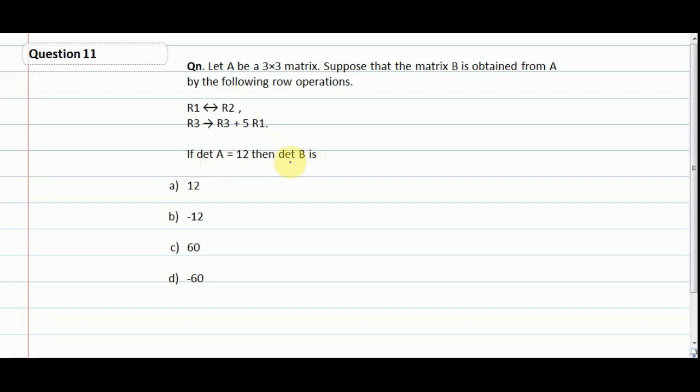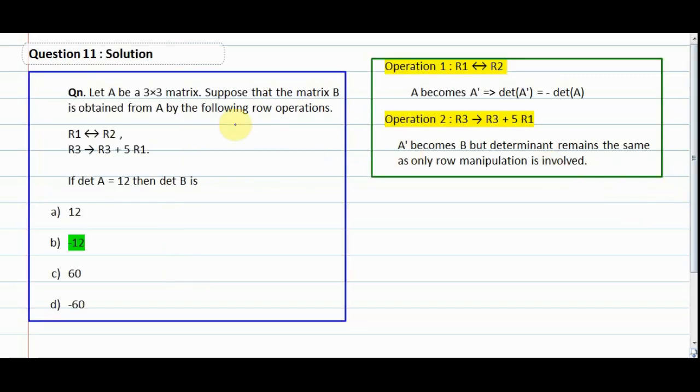So we are having a new matrix B. We are asked to calculate determinant of that matrix. So the matrix B is calculated from matrix A by following these 2 row operations. If you know how to solve this, you may try this by yourself. Please pause the video and try this by yourself. Now if you have the answer, you may check it. Here the solution is, answer is given by option B, minus 12.